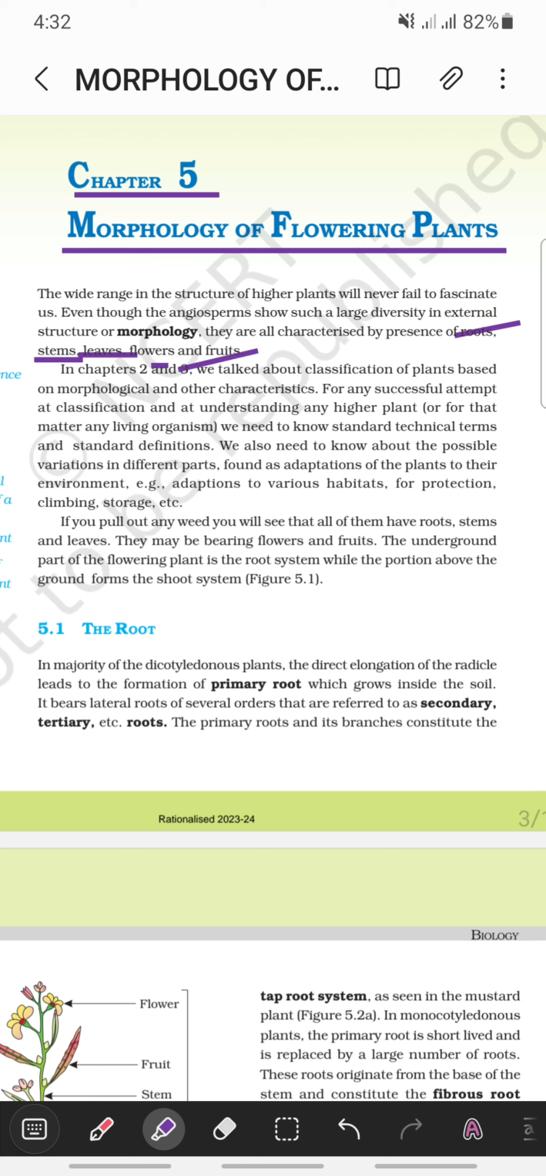In chapters 2 and 3, we talked about classification of plants based on morphological and other characteristics. For any successful attempt at classification and understanding of any higher plant, or for that matter any living organism, we need to know standard technical terms and standard definitions. We also need to know about the possible variations in different parts found as adaptations of the plants to their environment, for example, adaptation to various habitats, for protection, climbing, storage, etc.